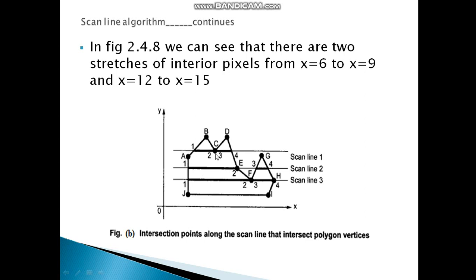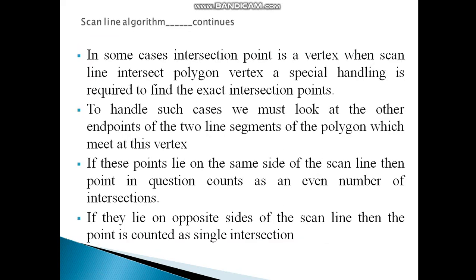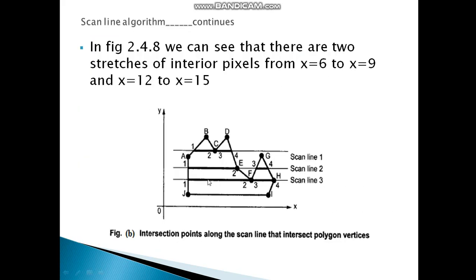Okay, this is a vertex, and these two edges meet at the vertex. These points are coming inside of the scan line, meaning these points are on the same side of the scan line, then the count is even. If these two edges at the vertex lie in opposite directions, that is, one direction and the opposite direction, then the count is odd.